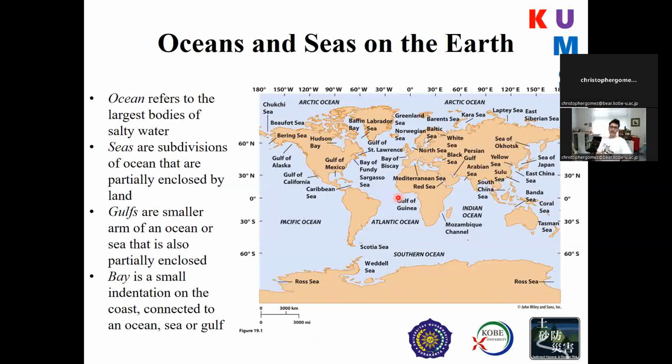And then the bay is a small indentation of the coast connected to the ocean, sea or gulf. So it's like the gulf, but a smaller one. Those are the rules of thumb to understand the different wording and the different meaning of those. But at the same time, you just need to remember which one is which, because those are somehow very general rules.